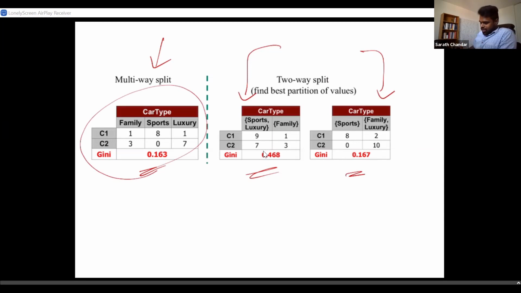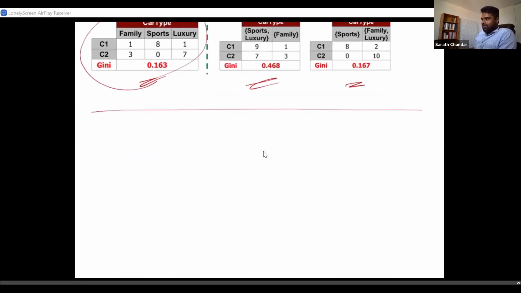Okay. So now how do we do this for continuous attributes? That is a bit tricky. We discussed discrete attributes in detail, so now let's go back to continuous attributes. How can I use Gini and find the best value for continuous attributes? I would appreciate it if someone raises their hand and gives me a solution.